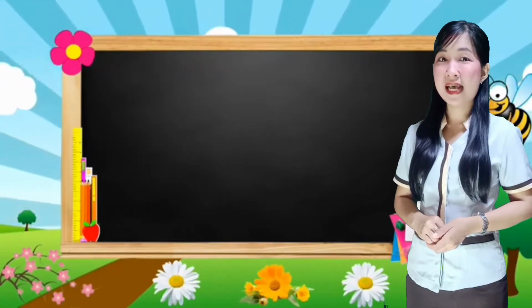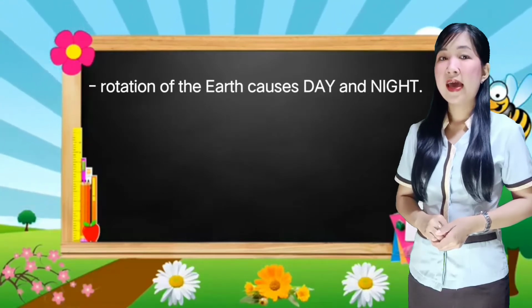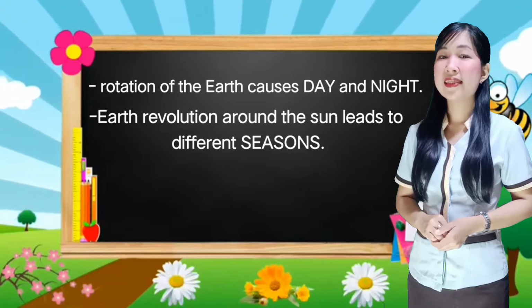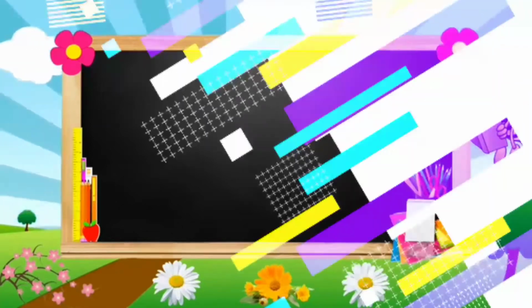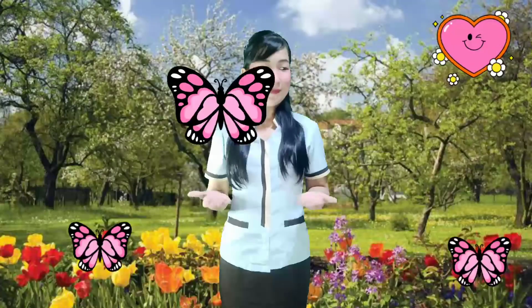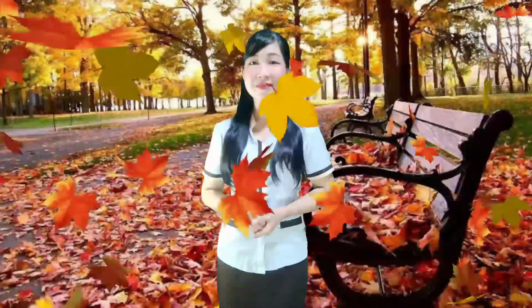On our previous lesson, we learned that the rotation of the Earth causes day and night, and its revolution around the Sun leads to the existence of the different seasons. So what are those seasons? Very good. Those are spring, summer, autumn, and winter.